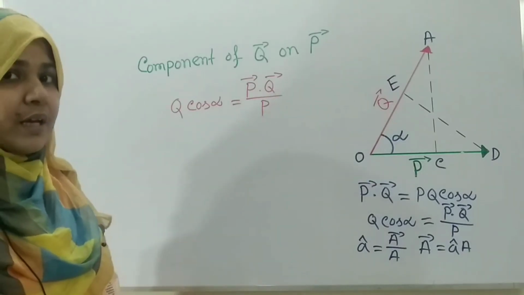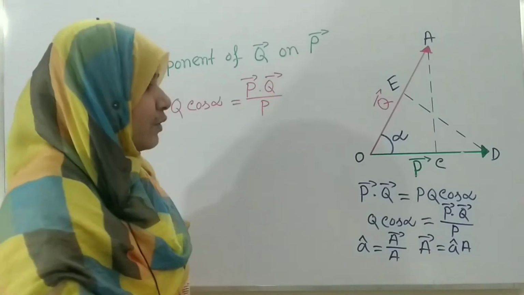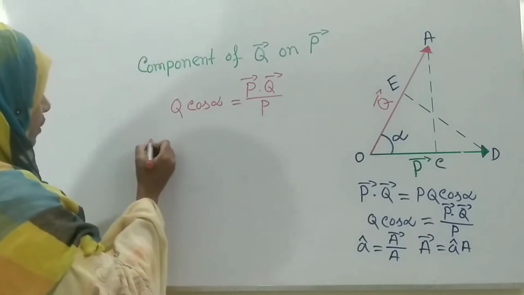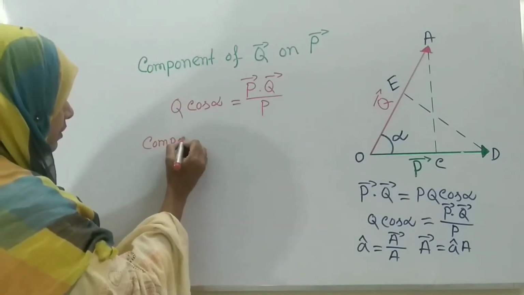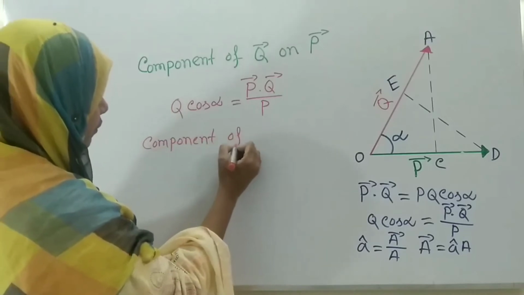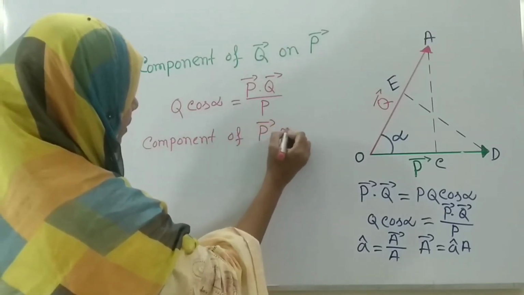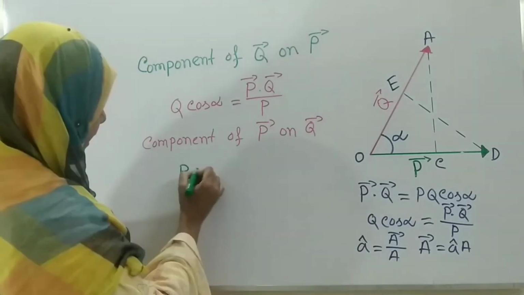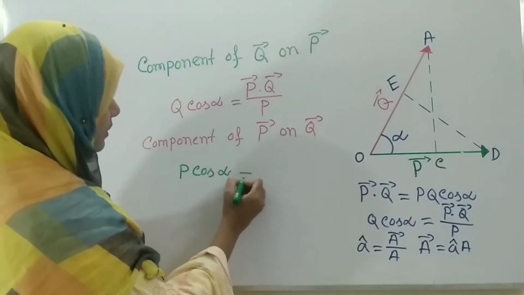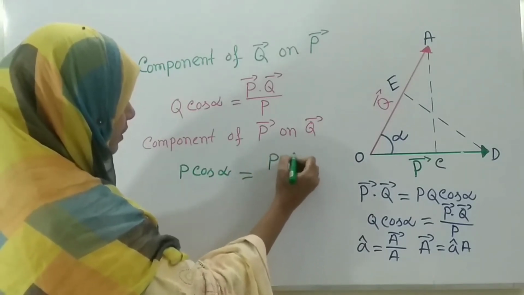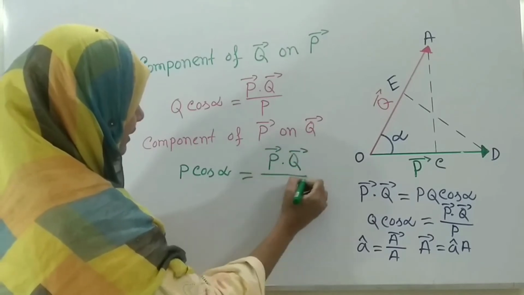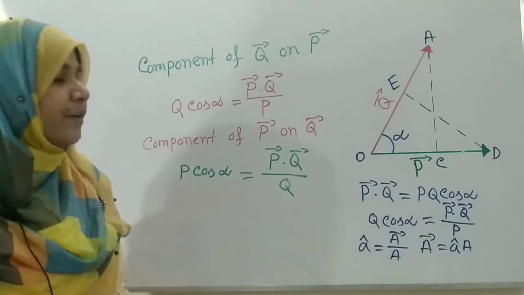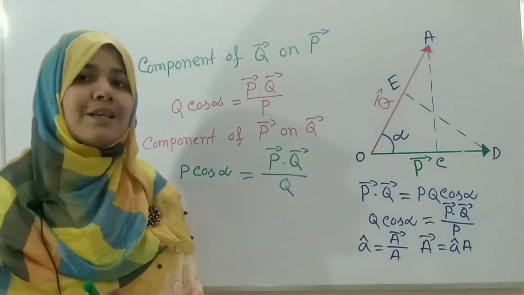In the similar way, if we have to calculate the component of P on Q, then we can write that P cos alpha is equal to P dot Q by Q. So these all are from dot product or scalar product.